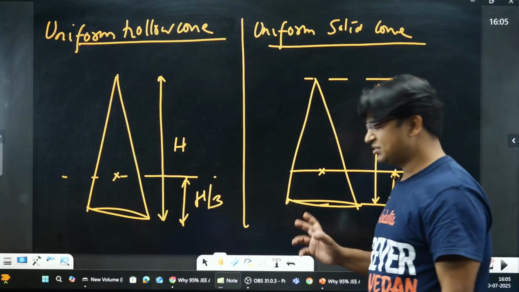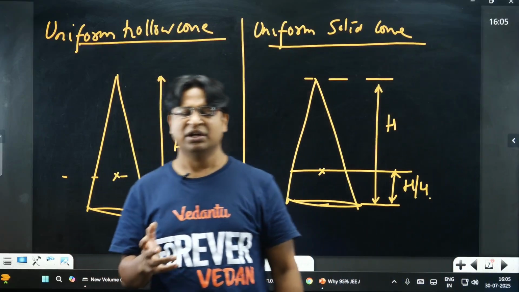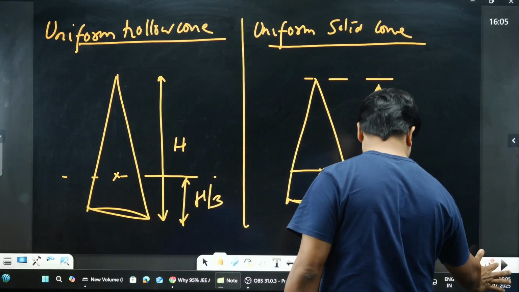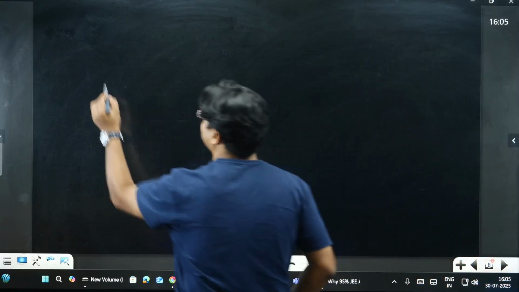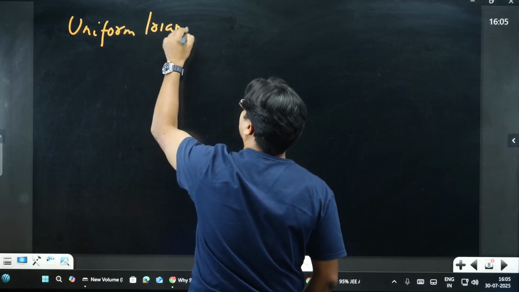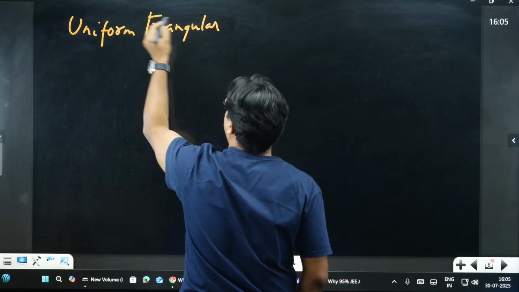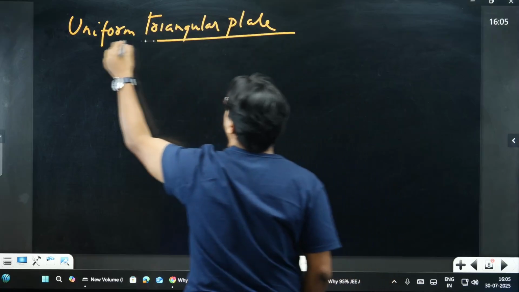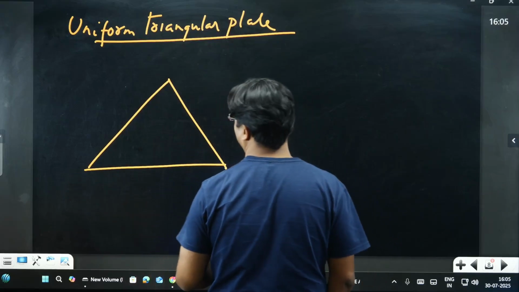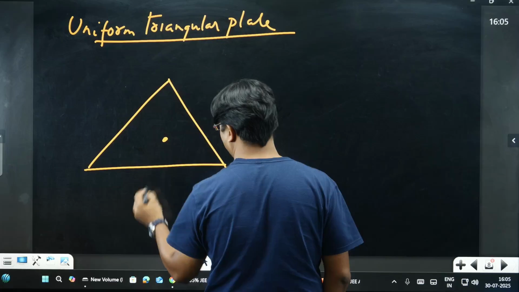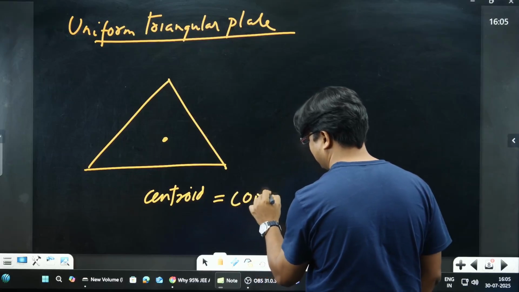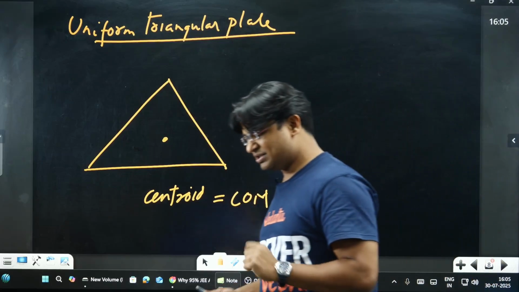Okay, so these are some of the results that we already know. Another result: what about the location of the center of mass of a triangular plate? If we want to talk about a uniform triangular plate, the centroid becomes the center of mass. All right, so these are the results that you already know.